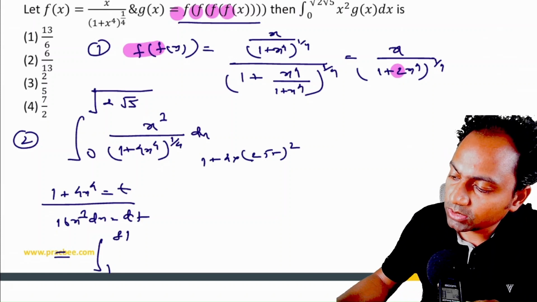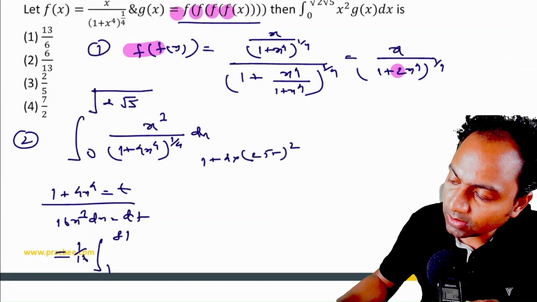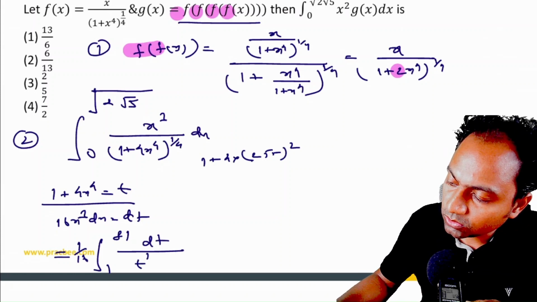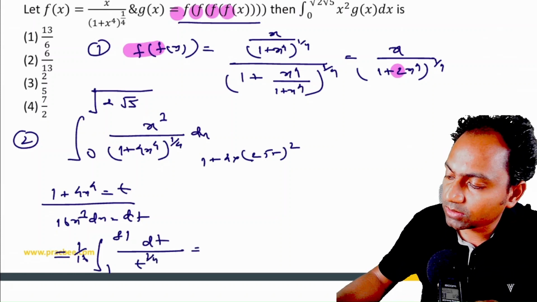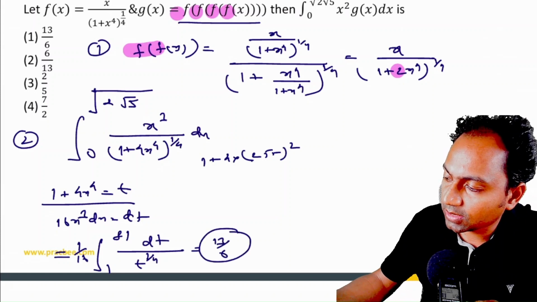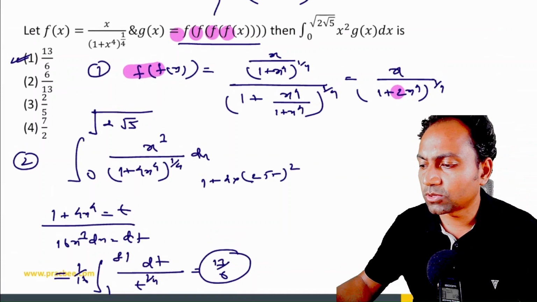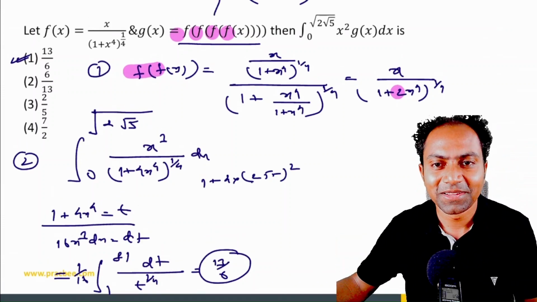Once I do this, you can see that 1 by 16 will come. This becomes a dt, and this becomes nothing but t raised to the power 1 by 4. If you simplify this, your answer will come out to be 13 by 6. And that is nothing but option. It is an extremely simple question based on multiple iterations of fx that are happening.